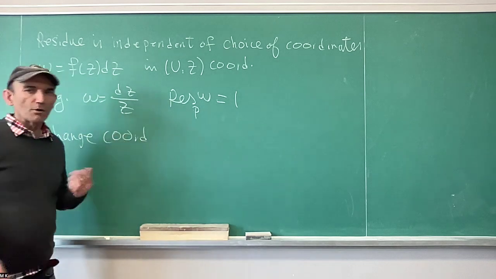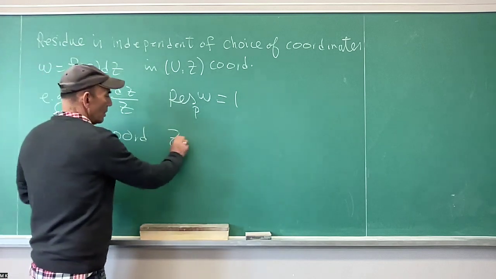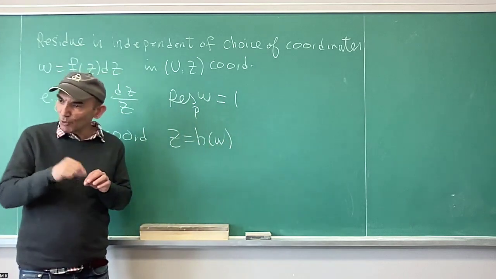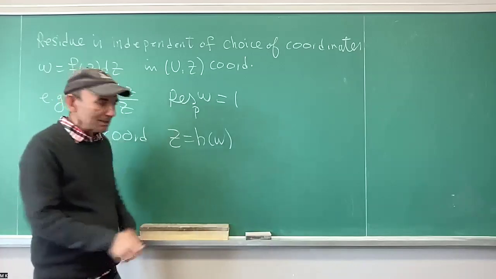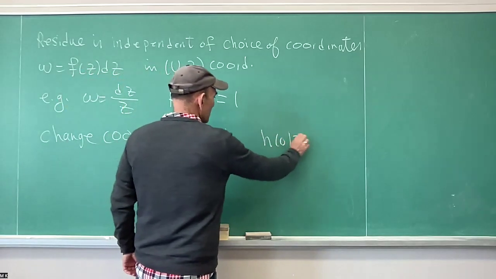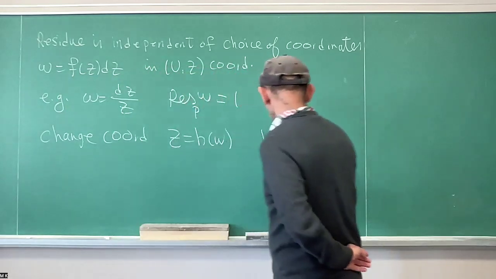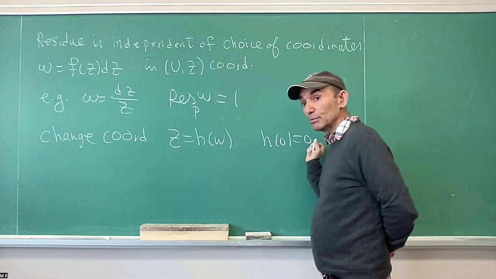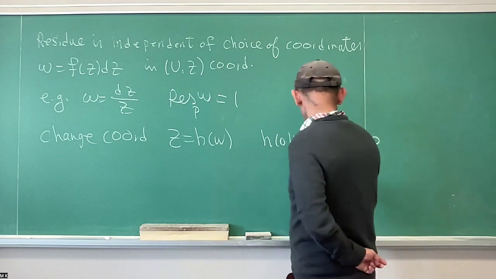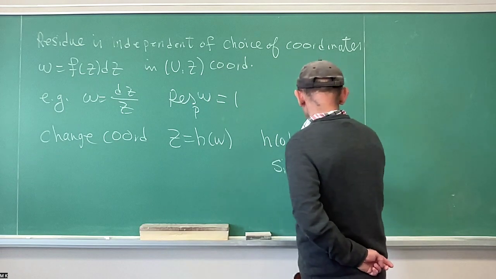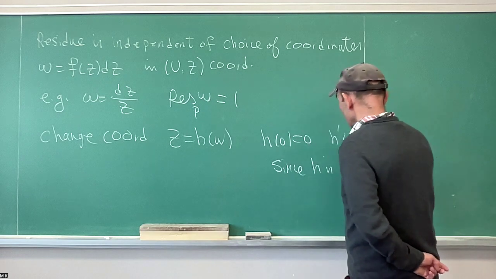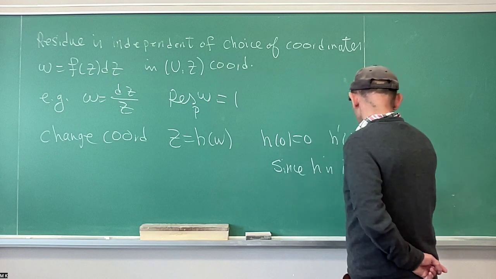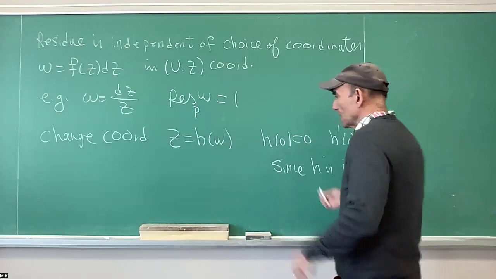Okay, when you change coordinates, you say z is equal to h of w. Now, this h is locally a biholomorphic map, right? Because it's a change of coordinates. So h of z is equal to z, I'm assuming I'm sending z to z, and h prime of z is different from 0 because it's an invertible holomorphic function. It has to be invertible, locally at least. It's a change of coordinates, right?